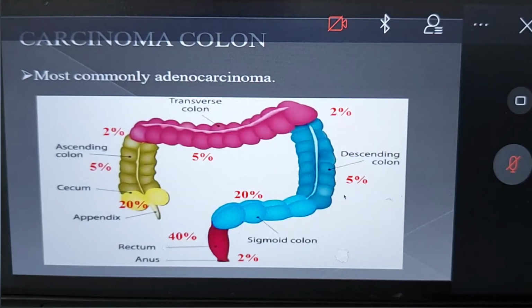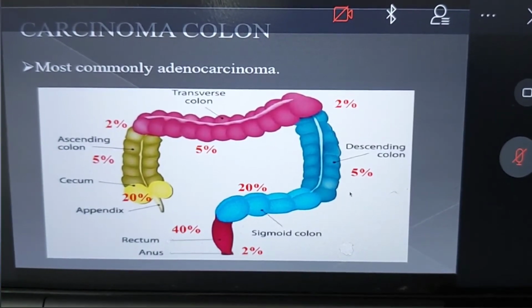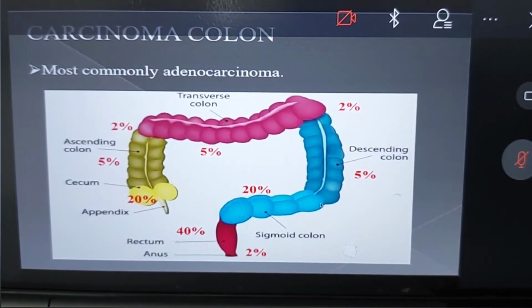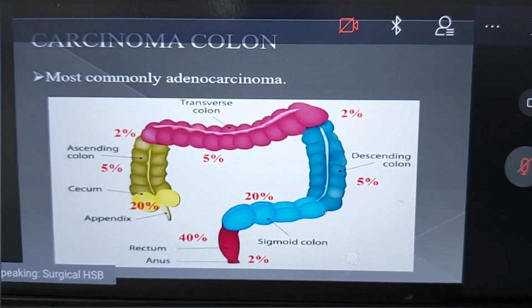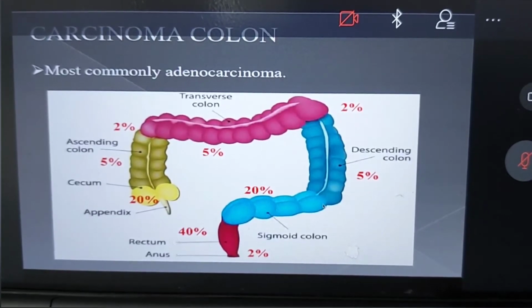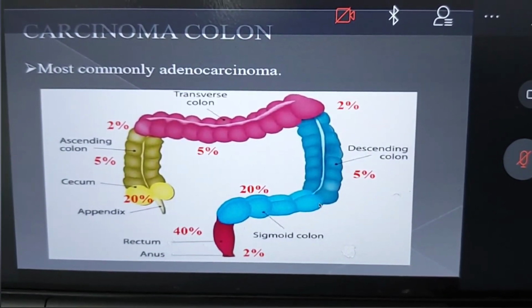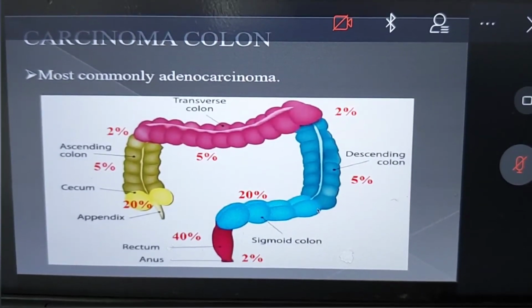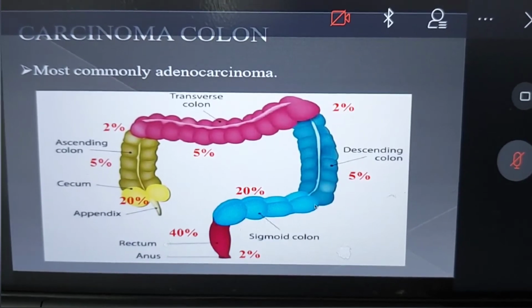These are the most common adenocarcinoma locations. First, the cecum is about 20%, ascending colon about 5%, then the hepatic and splenic flexures about 2%, and transverse and descending colon about 5%, sigmoid colon about 20%, and the highest is the rectum, which is 40%.